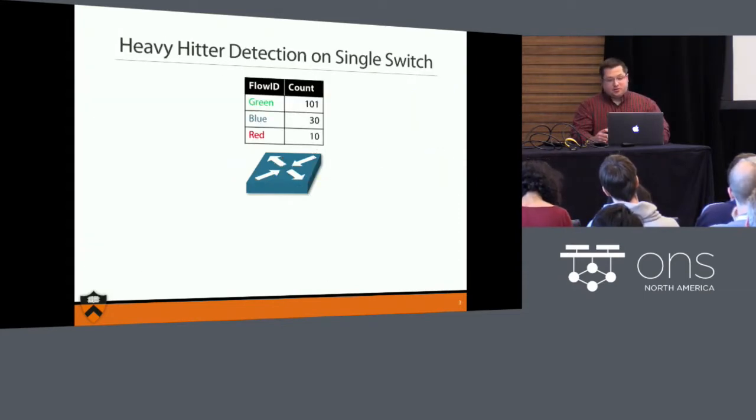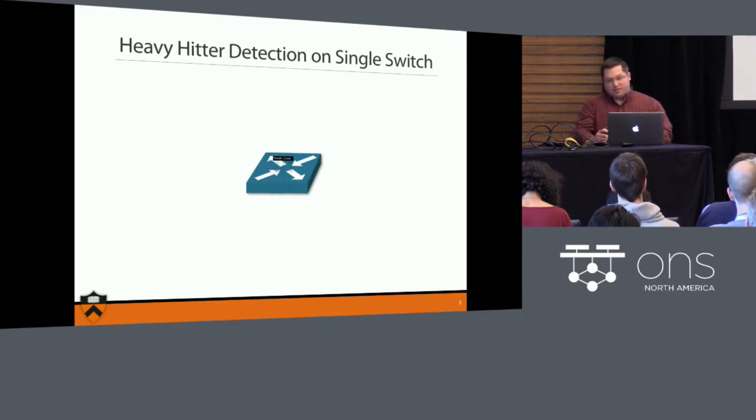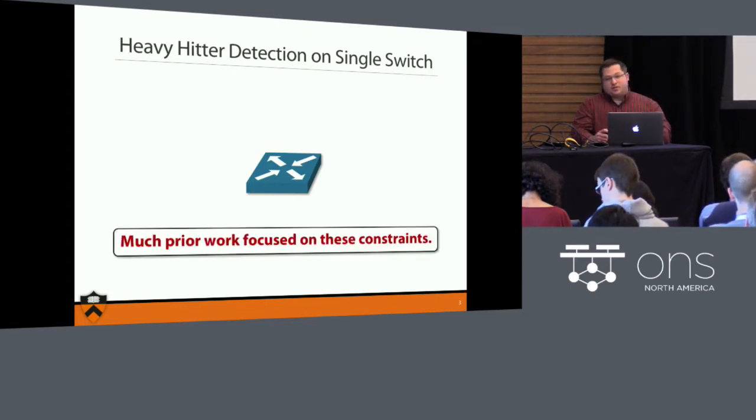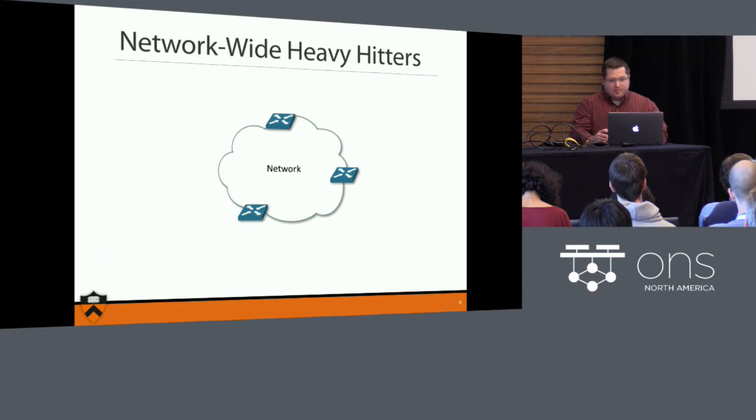Detecting heavy hitters on a single switch is itself challenging because we have to fit the data structures and perform the computations to calculate these heavy hitters on network switches, which are significantly constrained in both memory and computation. Detecting heavy hitters on a single switch, given these constraints, has been the focus of much prior work. But in reality, our networks consist of far more than a single switch.